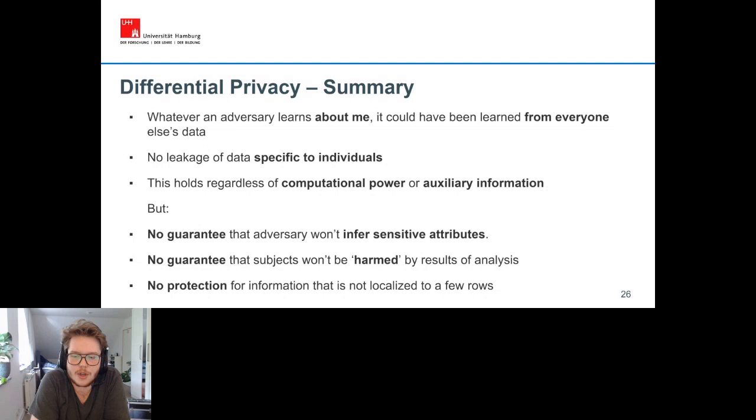And also, there's no guarantee that subjects won't be harmed, right? So again, the Germany example, some guy knows that I'm from Germany, great, like he harmed me, he learned something about me. This is what we say harm in this case. And also there's no protection for information that is not localized to a few rows. So if you are the only patient that actually has the disease, you need a little bit of noise for this to work. So if you have outliers, this can be a problem.